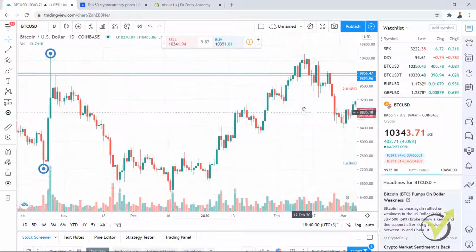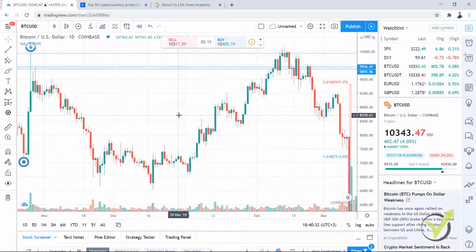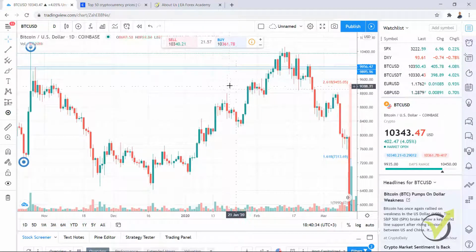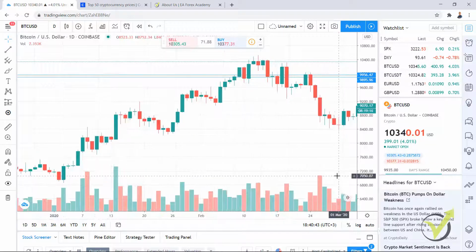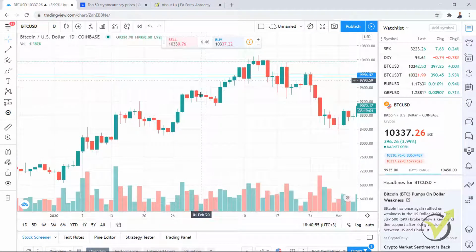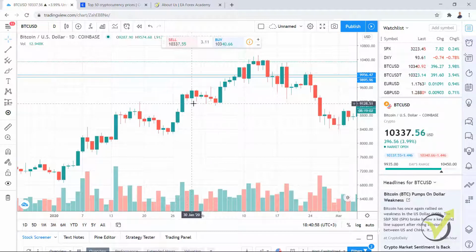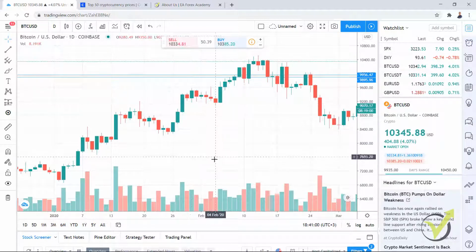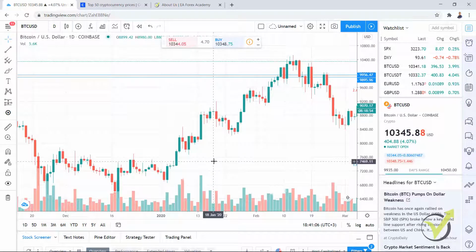Let's take that period after 2020. You can see we have a series of higher highs and a series of higher lows. So this period is an uptrend. And most price action traders want to trade with the direction of the trend.